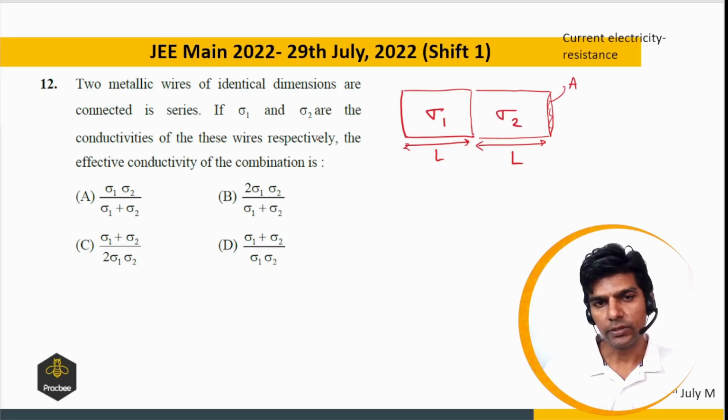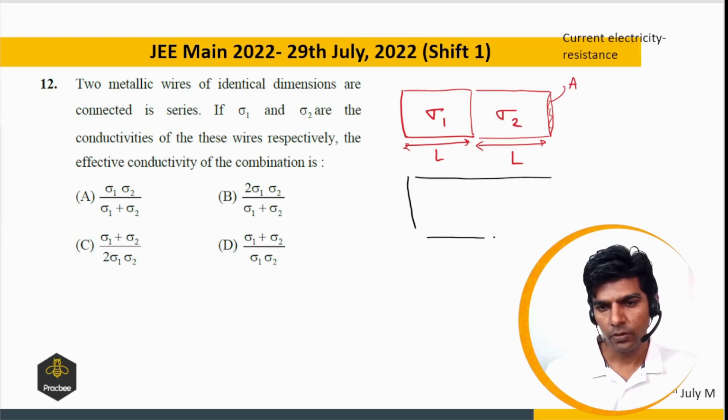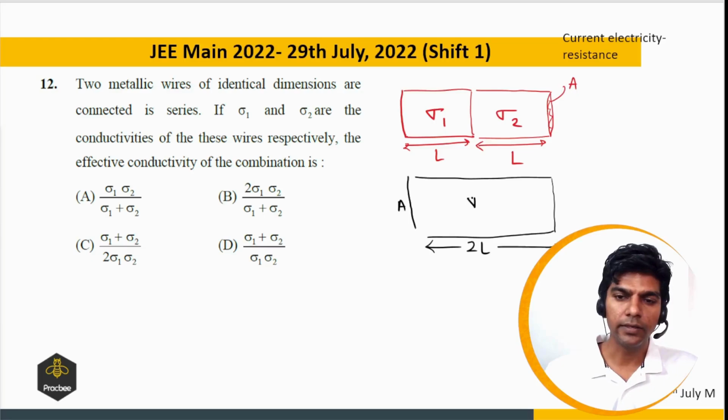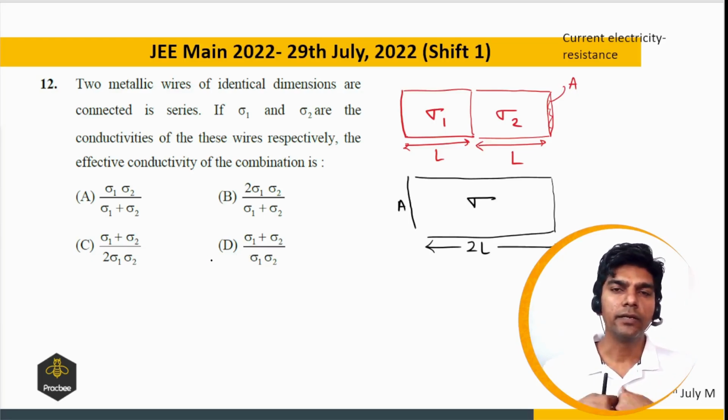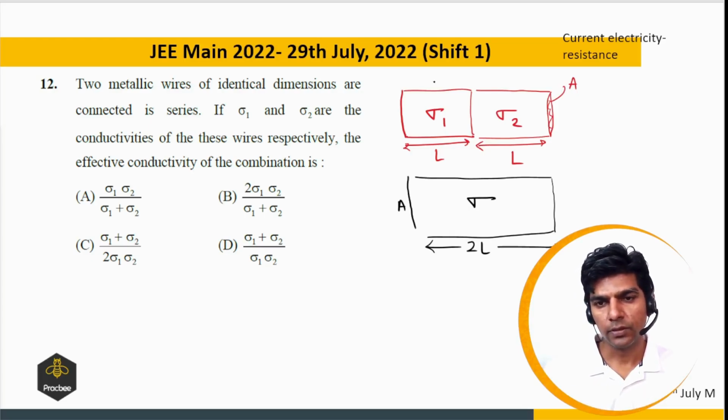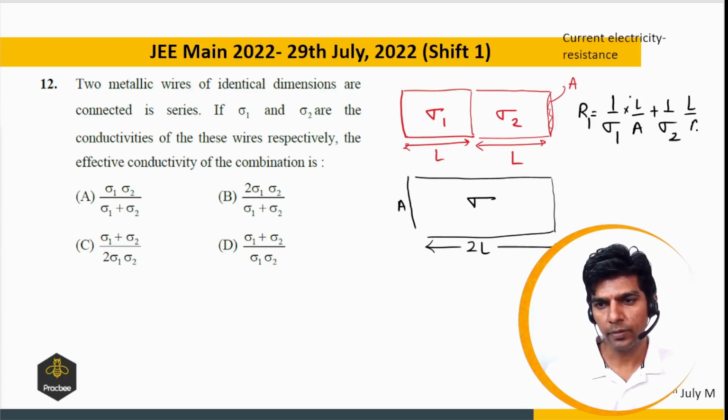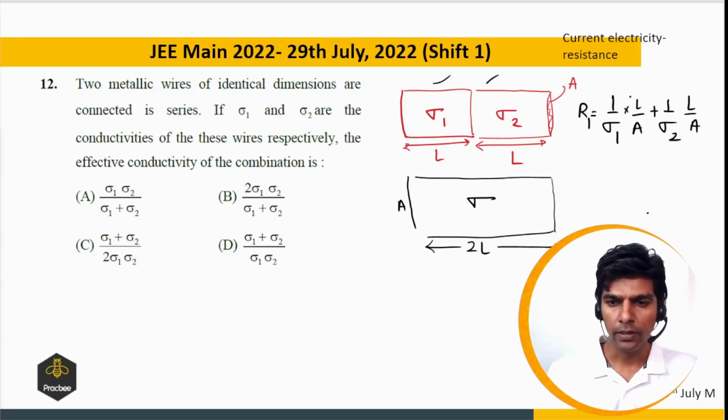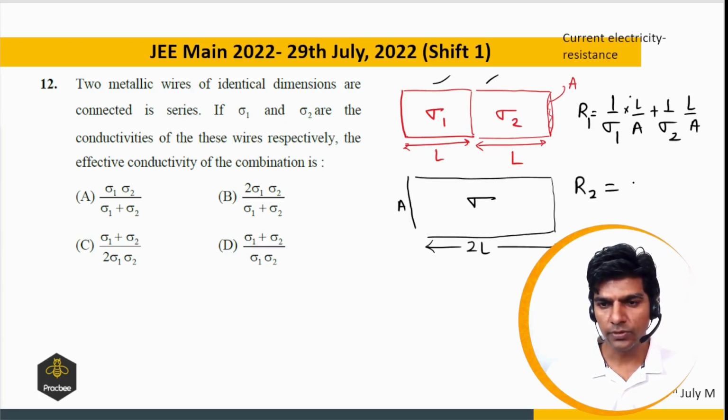The effective conductivity. So now we're going to replace these two wires with a single wire of same dimension. Its length is 2L, and the area of cross section is A, and the conductivity is sigma. So if they are identical, we can say their resistance should also be same. So what is R1? R1 will be 1 upon sigma 1 times L by A plus 1 upon sigma 2 times L by A, because these two conductors are connected in series. And for the second case, R2 comes out to be 1 upon sigma times 2L by A.